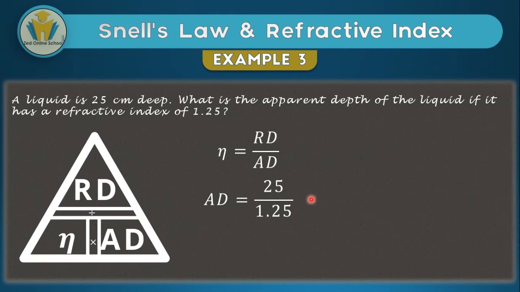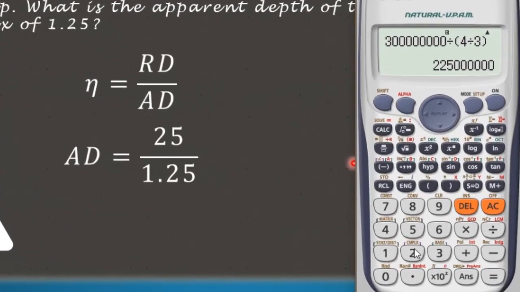Now we're going to calculate this on a calculator again. Just like we did previously, it's a very simple thing. There are no special things to do. We hit equals and it gives us our answer. The answer is 20.